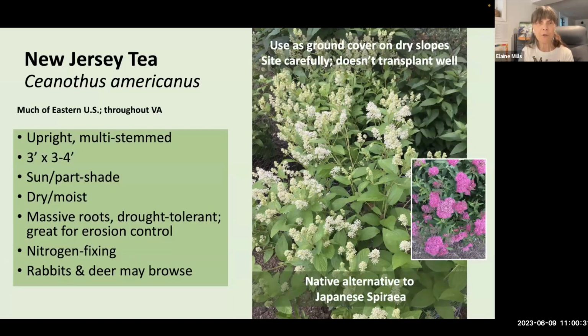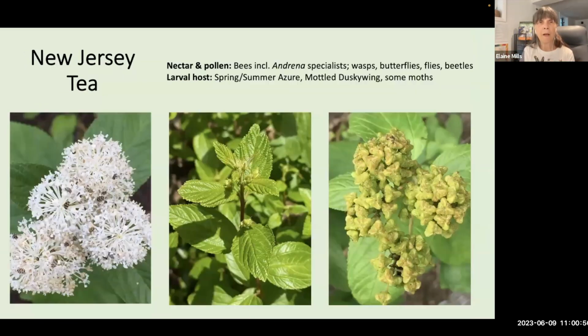Another interesting feature is that this is a nitrogen fixing plant. That means that it has bacteria associated with its roots that allow it to draw down nitrogen directly from the air. New Jersey tea has fragrant flowers. They're in bloom now in my garden in June. These provide nectar and pollen to bees, including Andrena specialists, wasps, butterflies, flies, and beetles.